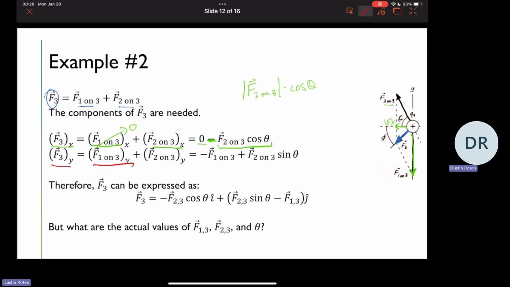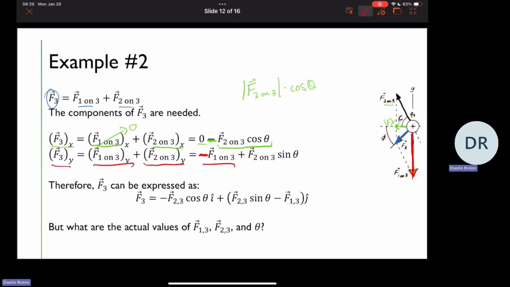Well, we need the f1 on 3, the y component of that. And you'll remember that this whole thing is in the y direction. So we just want the length of the whole vector, right? So we don't have to scale it by a sine or a cosine. Okay, we know it's going to be in the negative direction as well, so we'll include the negative in the math. Now we just need the y component, 2 on 3.